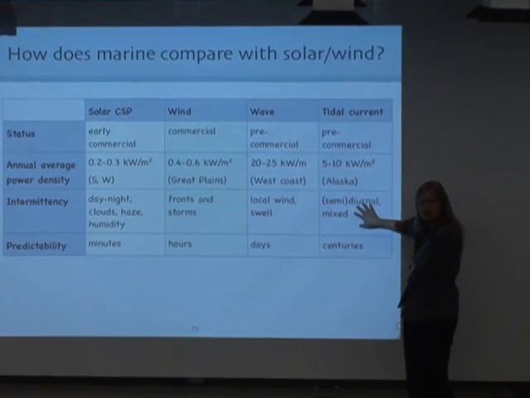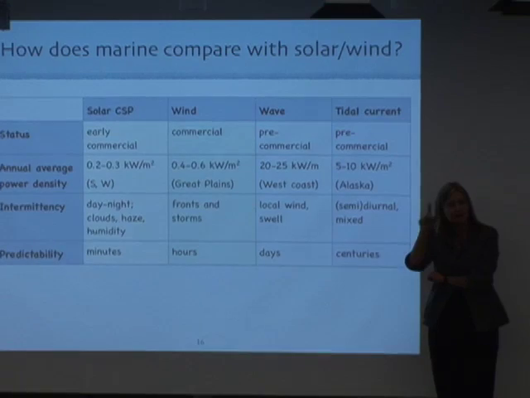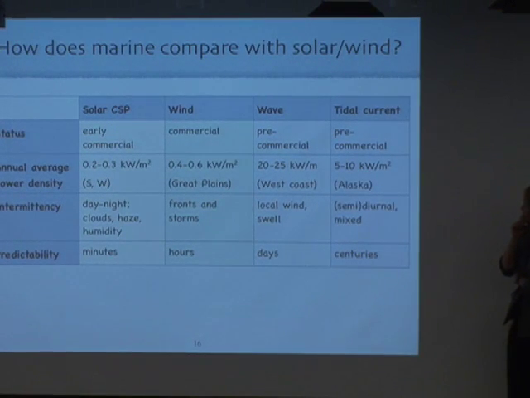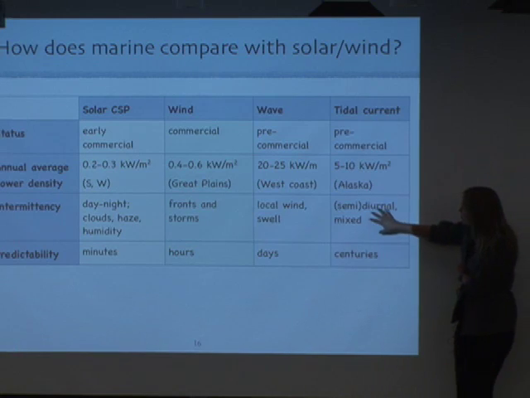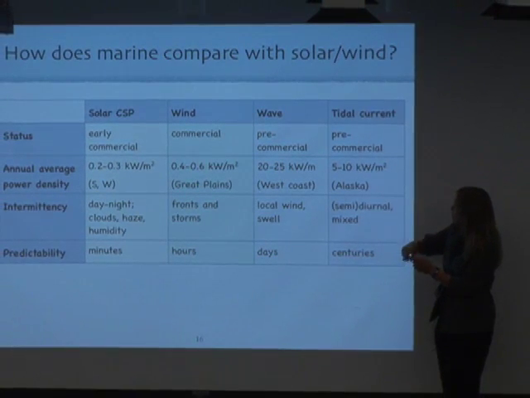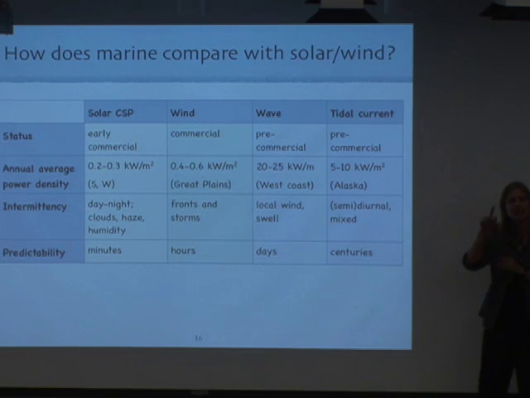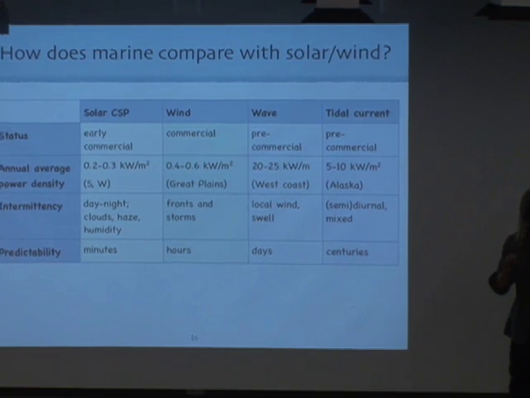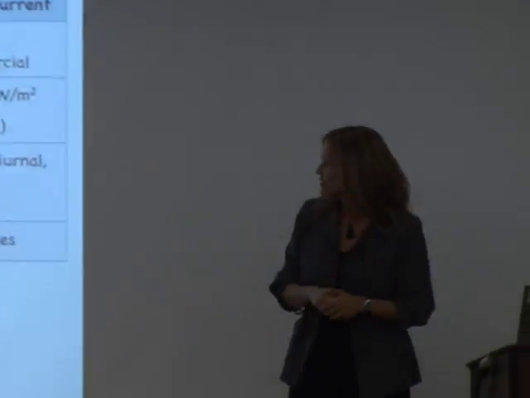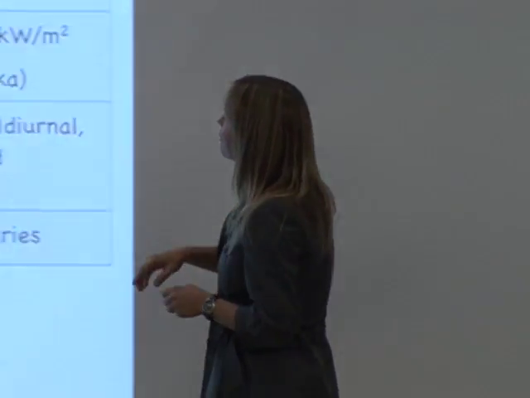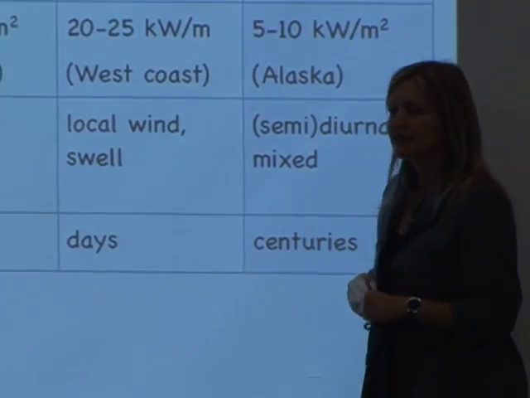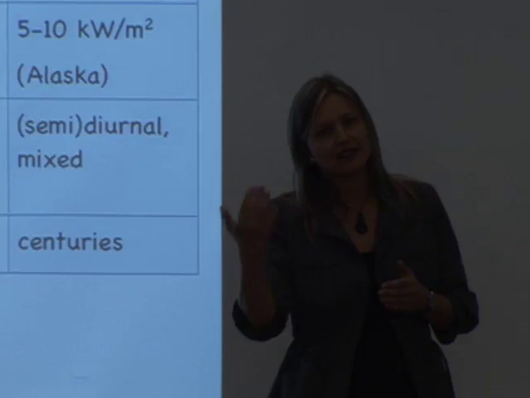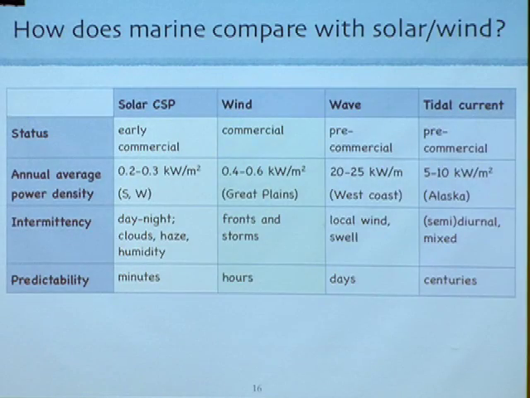In tidal currents, of course, we have intermittency because tidal cycles every day. And also, you know, these tidal elevations, they of course change over time also. There's another cyclical period there where the tidal elevations go up and go down. Wave, we have local winds and swell from distant storms that determine how much the wave energy is. Wind, of course, we have fronts and storms coming through, and solar, we have all sorts of other intermittency issues.